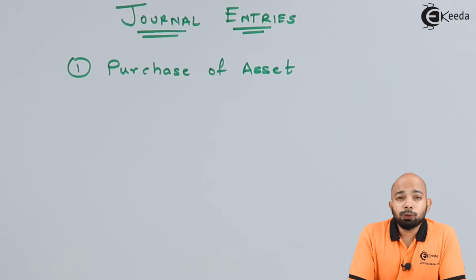The first transaction that we'll be passing through is purchase of asset. So whenever there is any asset that has been purchased, you need to pass on this specific journal entry here. Now the journal entry for building up an asset, or probably procurement of an asset, is something that you need to remember first.